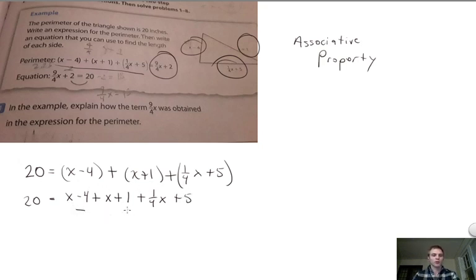So -4 is just a constant number. I have a 1 and I have a 5. So 5 minus 4 is 1, plus 1 is 2. So I know I've got a 2 there. Let's just copy down our 2. All right, then x plus x is 2x.